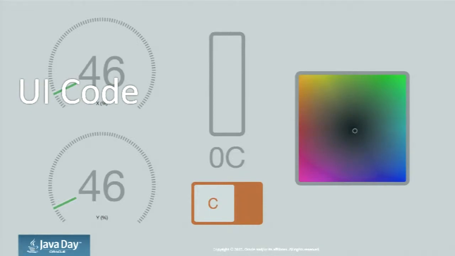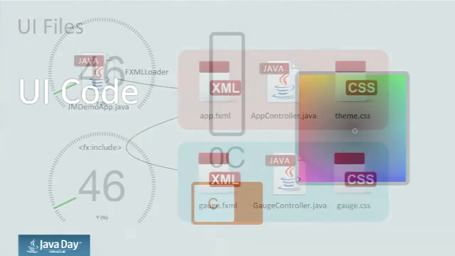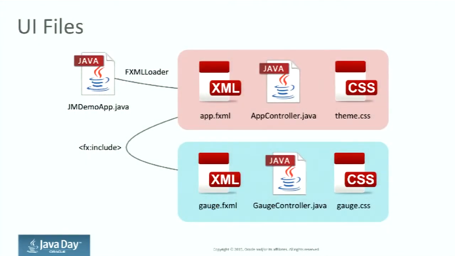So if we go back to the slides, let's look at the actual code. That's what my UI is going to look like. This shows you all the files involved. My main class, my JavaFX application class, is going to load up my main app FXML. It has a Java controller class for its logic and a CSS file which gives it the theme and all the styling. Then it's going to include several other files, one of which is the gauge file, which also has its own CSS file and controller for the logic. So this gives you a nice structured way to build applications.